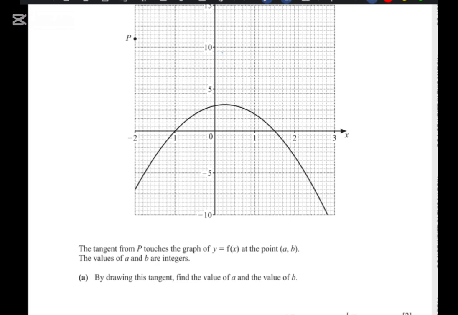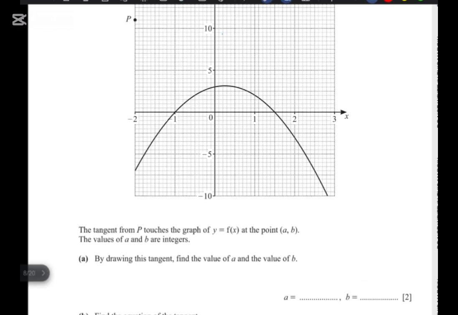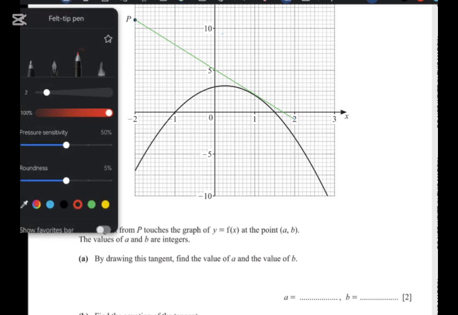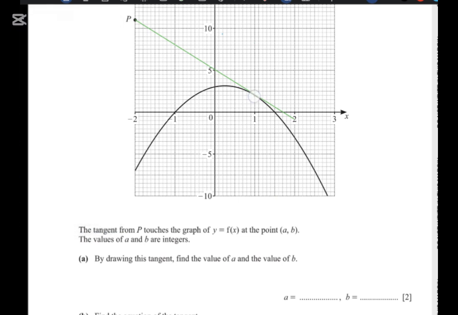So we need to draw the tangent. Use the rulers here, students. So from P, keep the ruler and try to touch this graph. So now it has to touch exactly at one point here. It should not come inside this. It's just only one touch. Okay, so now it is touching at a point where I'll mark now. This is touching at this point.